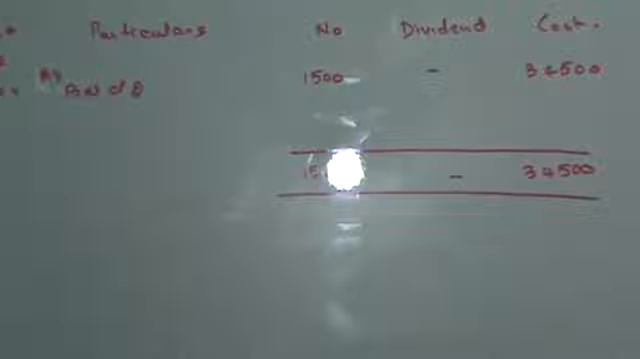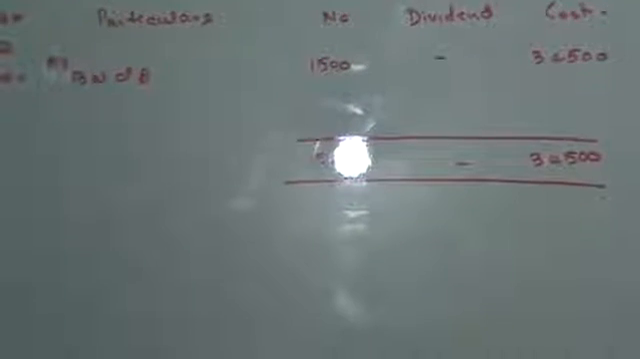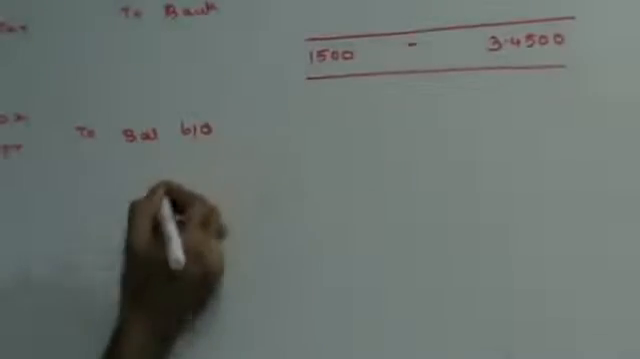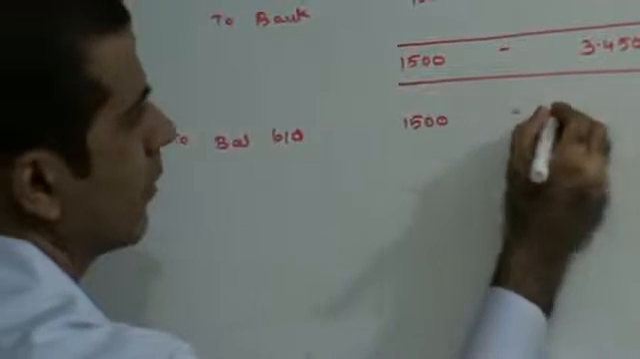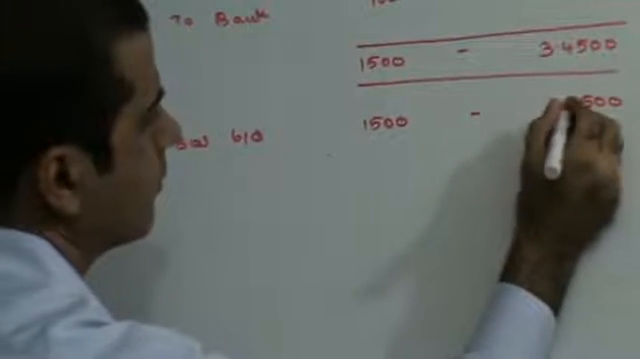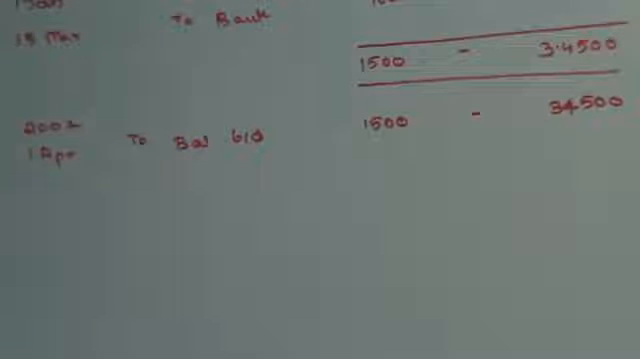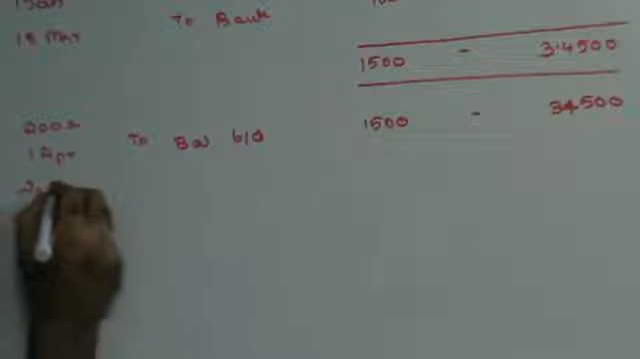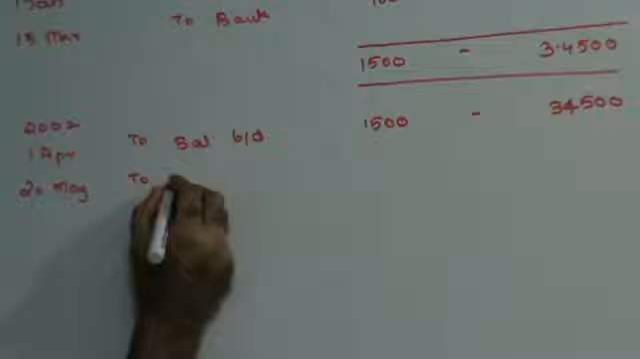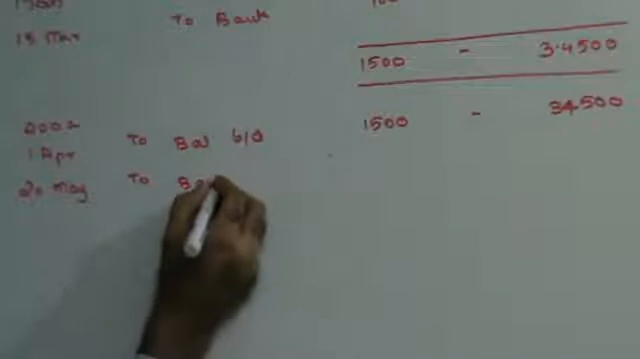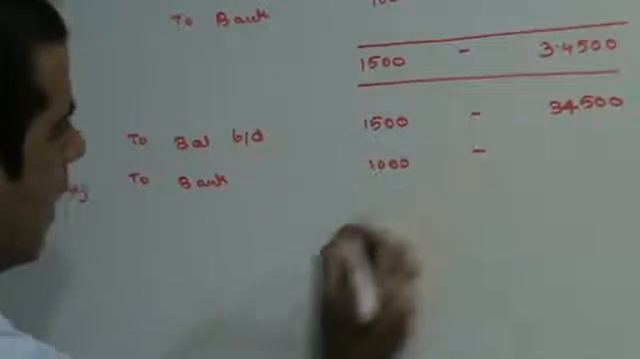So 2002, 1st April, to balance brought down, 1500 shares, 34,500. Okay, let's move on ahead. On 20th May, to bank, you have purchased 1000 shares at the rate of 22 per share. So that's going to be 22,000.